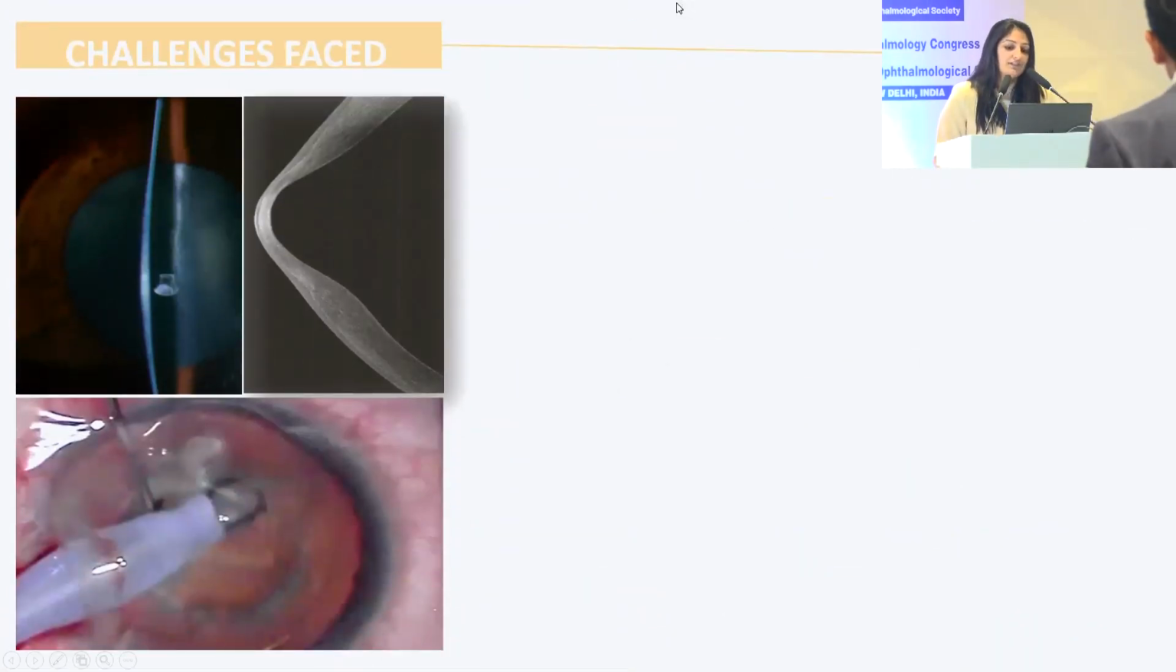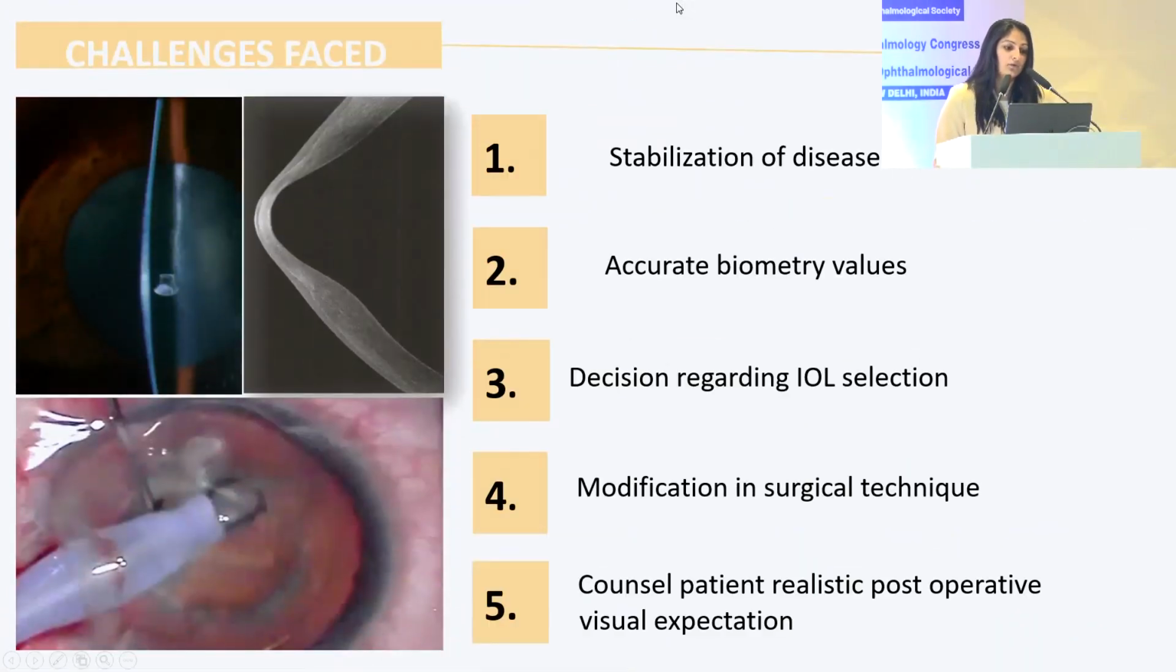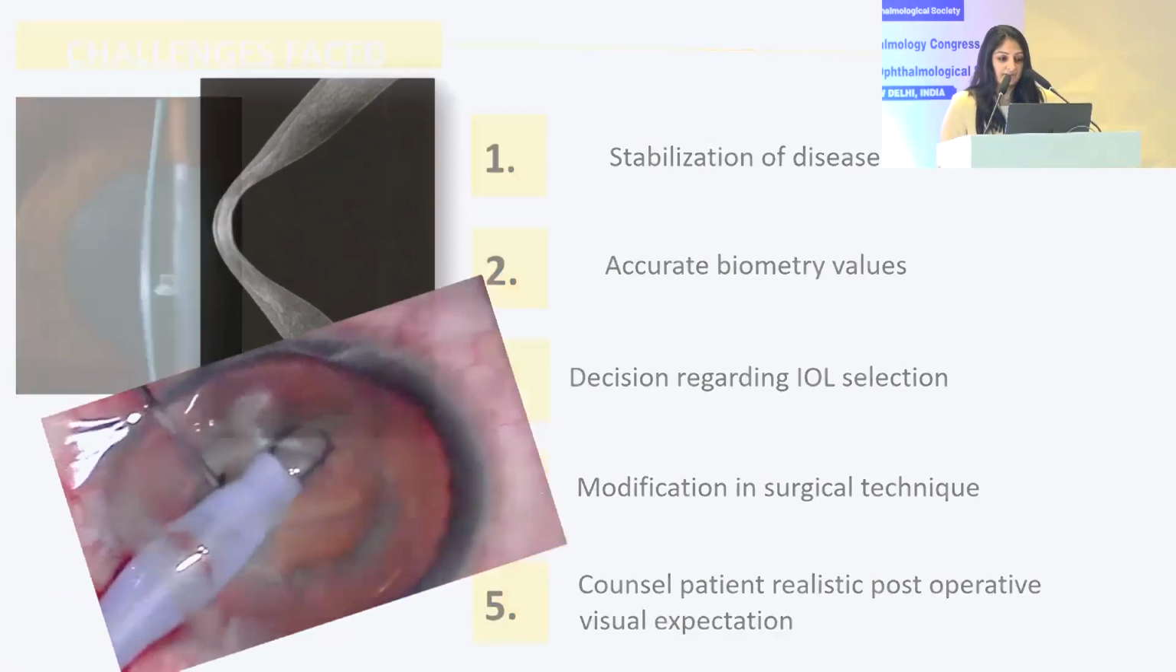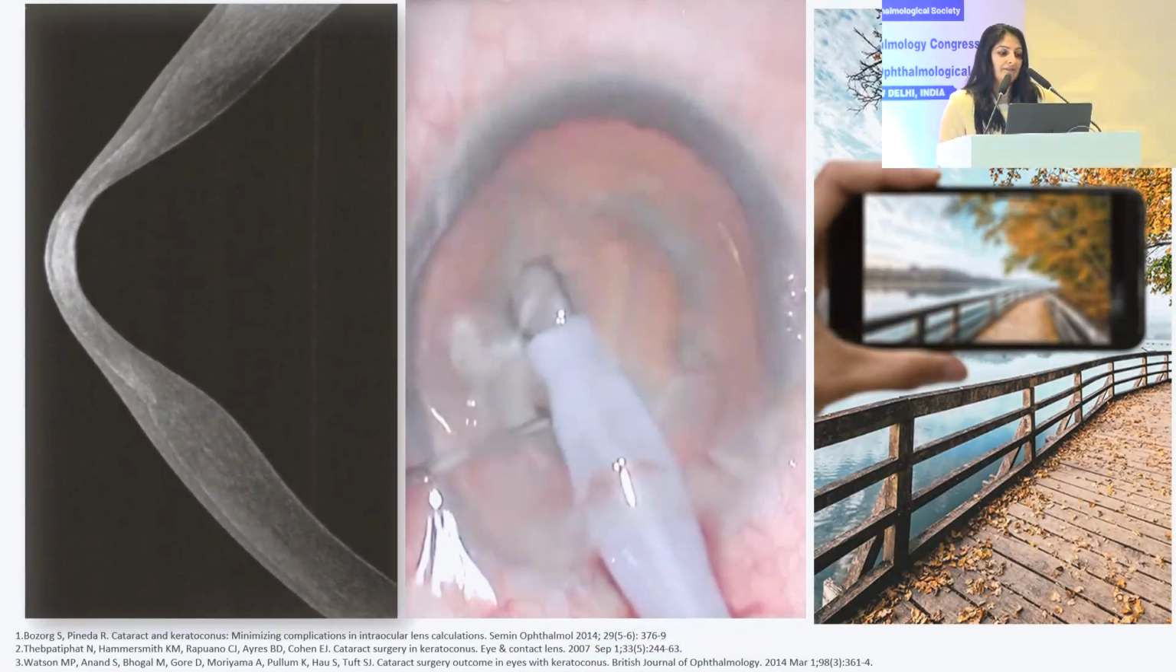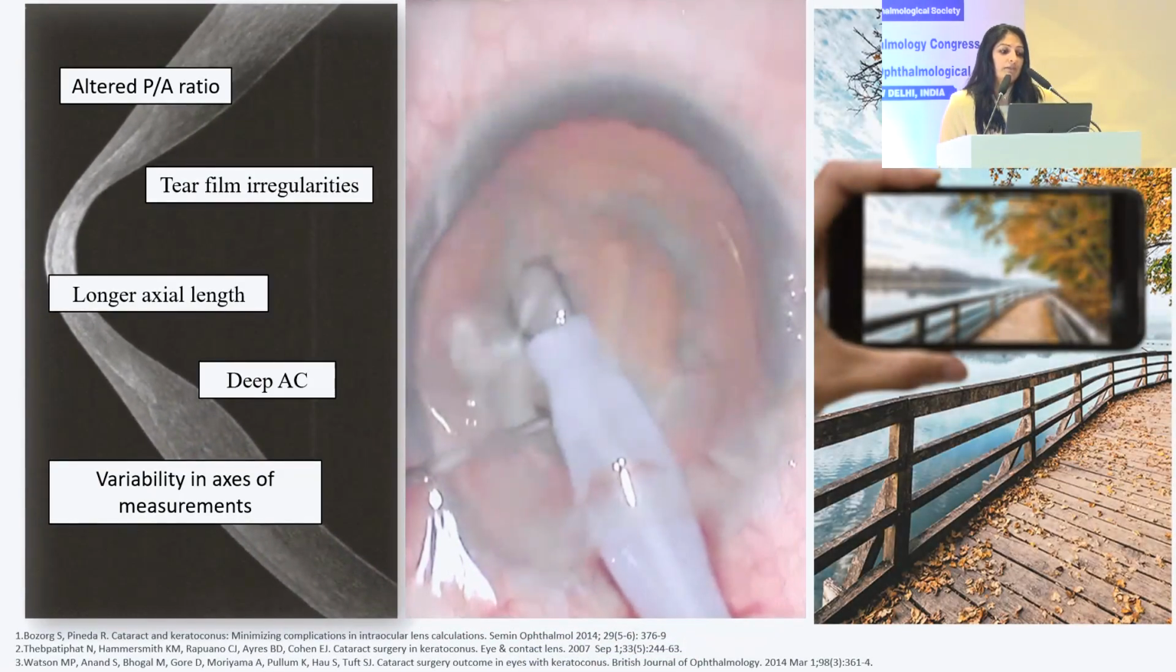The challenges we face include waiting for stabilization of the disease, difficulty in obtaining accurate biometry values, decision regarding IOL selection, modifications in the surgical technique, and it's very important to counsel the patient to have realistic post-operative visual expectations. In biometry, some of the challenges we face are an altered PA ratio, tear film irregularities, a longer axial length and deeper AC, and variability in the axial measurements.